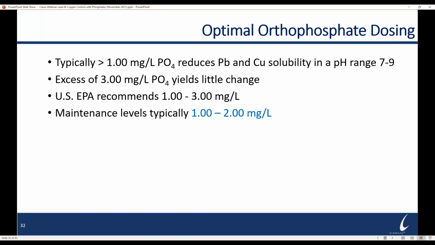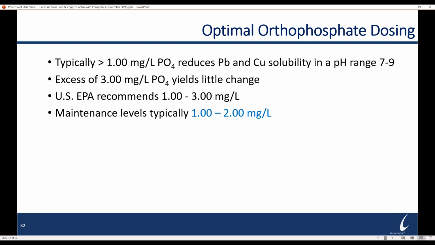Now, when we talk about optimal levels, we know that typically you're going to be at about 1 milligram per liter as orthophosphate to reduce lead and copper solubility, ideally in that range of 7 to 9 pH for your treated water. A lot of the research showed that above 3 milligrams per liter you wouldn't get much more benefit, although some of the current research is showing that maybe some levels will need to be as high as 4 or 5 milligrams per liter to reduce lead numbers in the system.